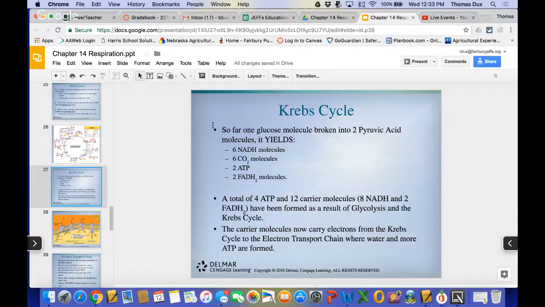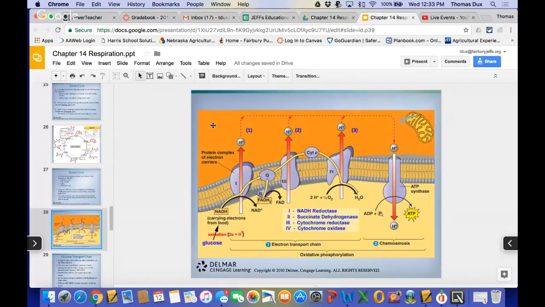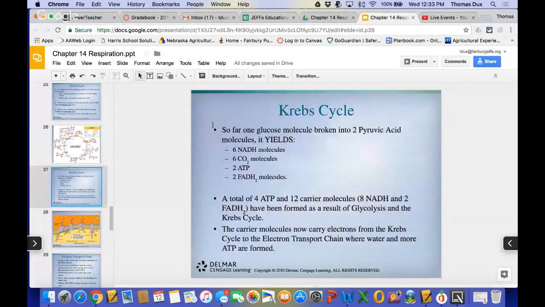And the last part of cell respiration, the last biochemical pathway, according to our objectives, is the electron transport chain. So let's review real quick what was made in the Krebs cycle. ATP was made.